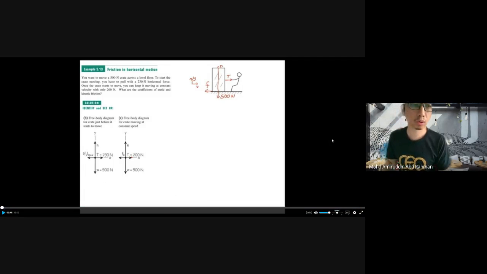Okay, so I hope that's clear for you. So we have the mu k and mu s, which are the coefficients of kinetic and static friction. So you can go back and look at that. I'm going to share the slides to the WhatsApp group. Okay, so we stop here for today. We're going to revise that again on Monday.